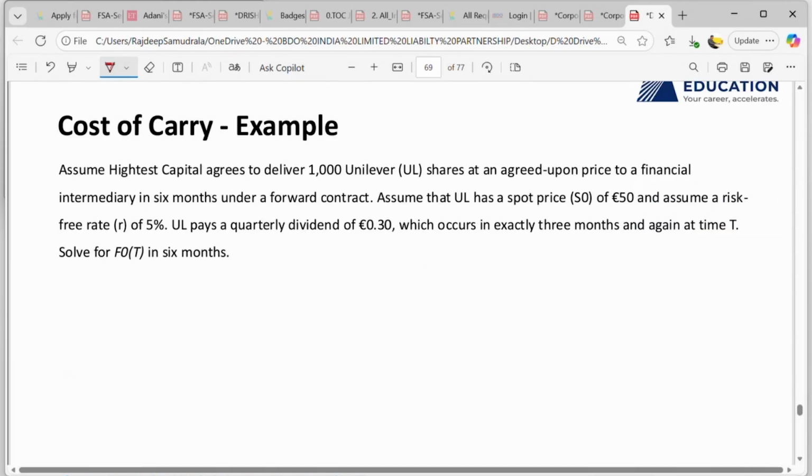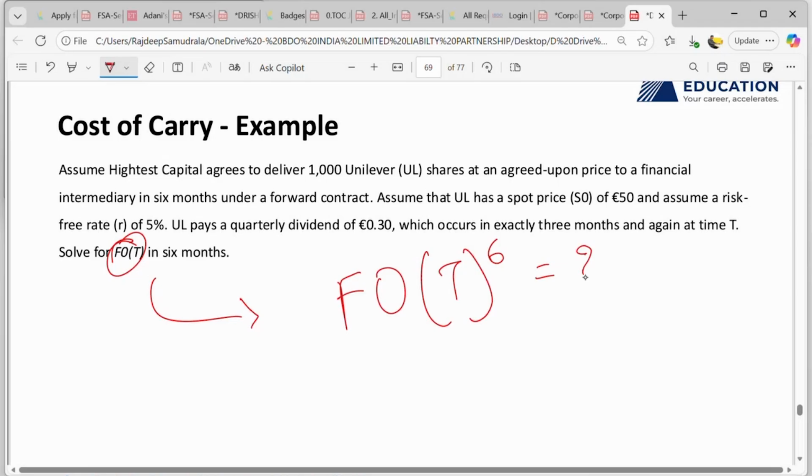Now I kept using the word cost of carry, so here is a very good example. I want you all to tell me, very important, what is the forward price after 6 months? Come on, guys. I want everyone to solve it. It'll take you only 2 minutes. Tell me what's the forward price after 6 months. Answer. After 6 months. Use raised to n, raised to 6. Start. It is the same formula. Yeah, what's the answer?